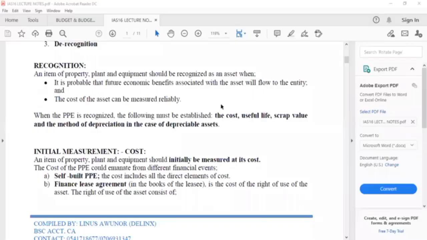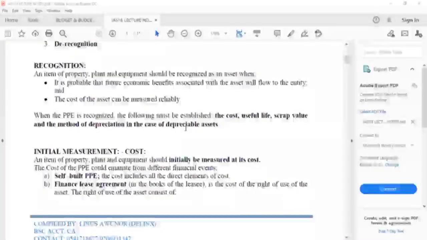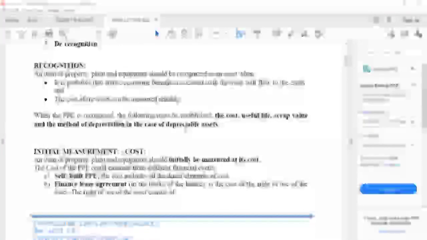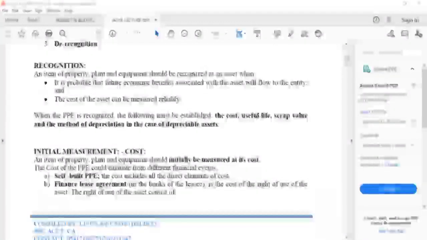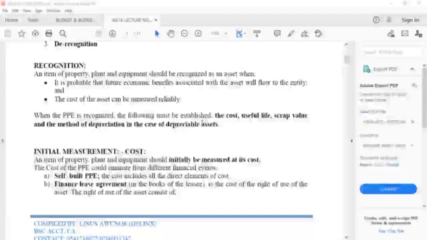So the subsequent measurements, let me be sharing my slides. I'm talking too much. Okay, so we look at the recognition criteria, isn't it? Whenever you recognize the asset, you must be able to establish the following: the cost, the useful life, the scrap value, and the method of depreciation in the case of depreciable assets.